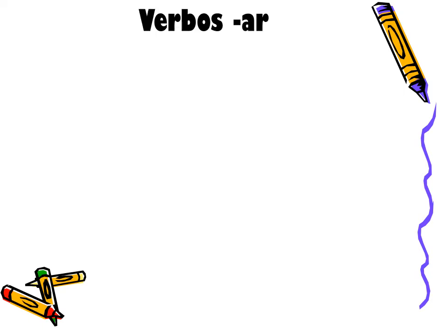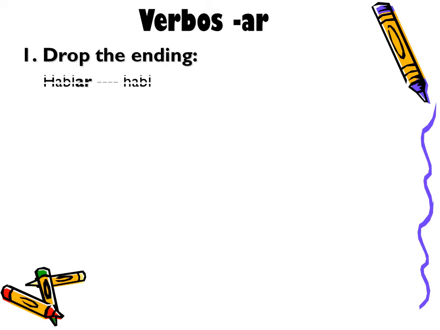Okay, so let's talk about how we conjugate AR verbs. So here are the steps. The first step is to drop the ending. So let's look at the verb hablar. We're going to drop the ending, which is AR, and it will just leave the stem, which is HABL. So this part, the HABL, is the stem.